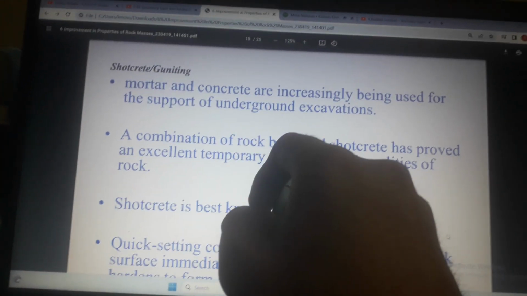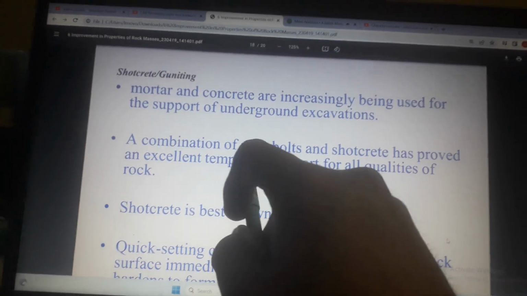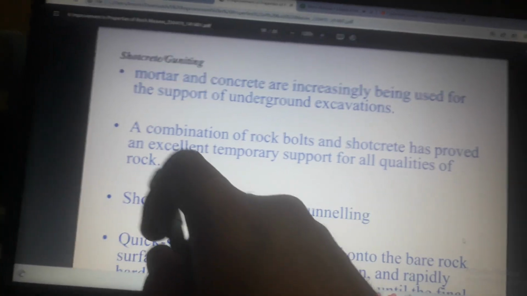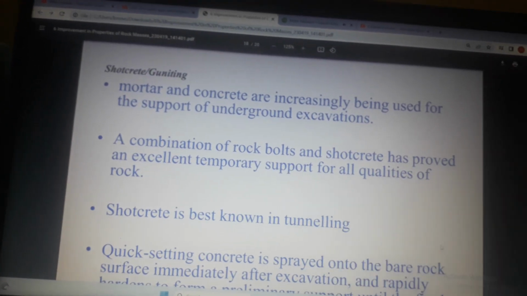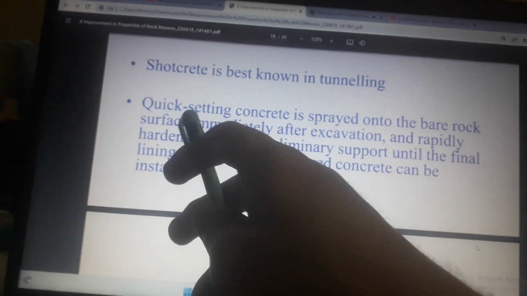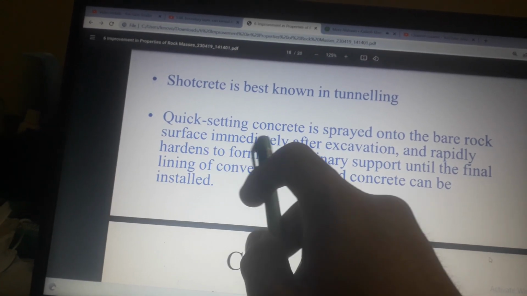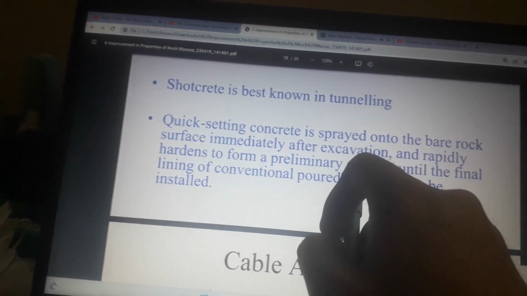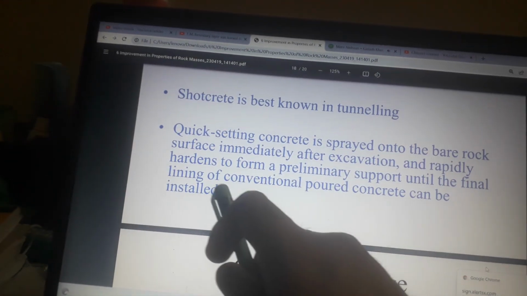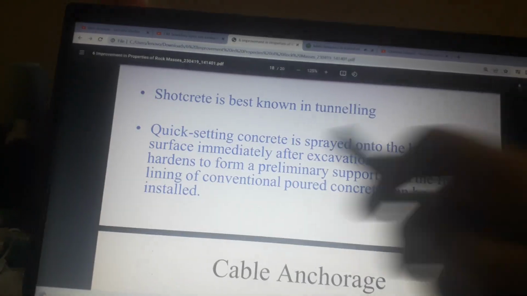A combination of rock bolts and shotcrete has proved an excellent temporary support for all qualities of rock. Shotcrete is best known in tunneling. Quick setting concrete is sprayed onto the bare rock surface immediately after excavation and rapidly hardens to form a preliminary support until the final lining of conventional poured concrete can be installed.